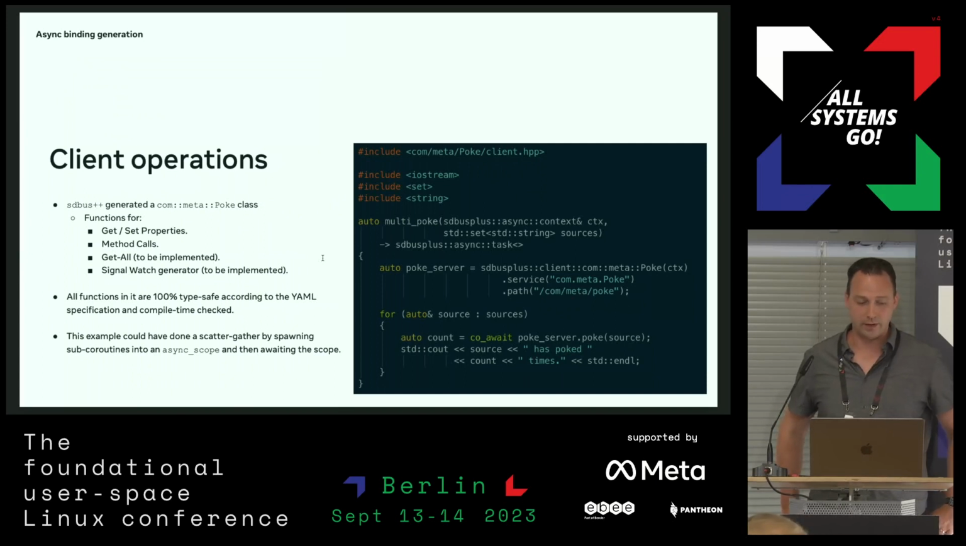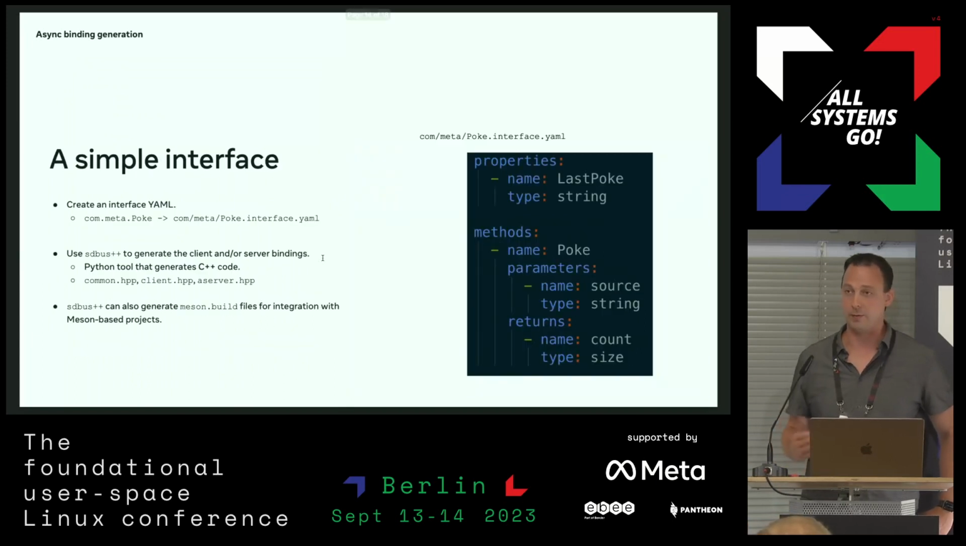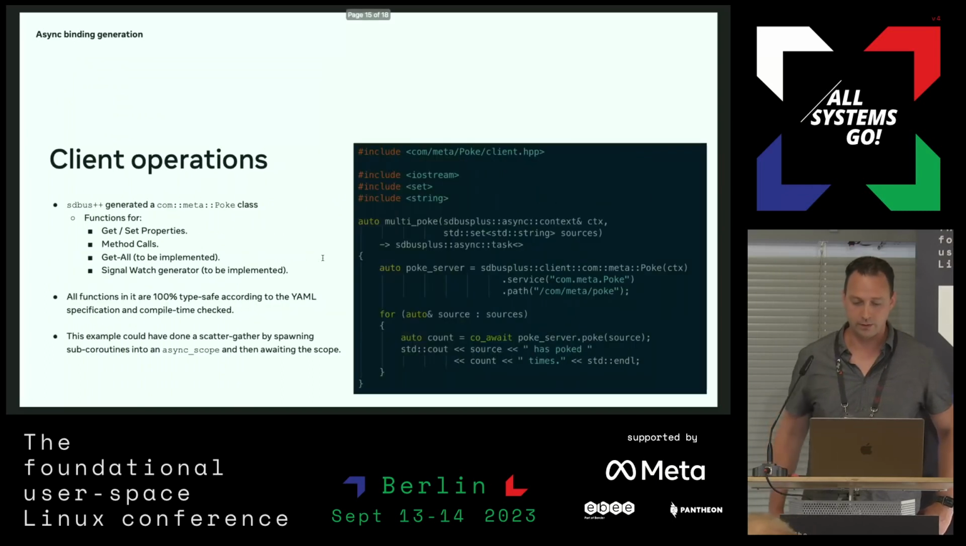The functions that are generated are all type safe based on the YAML. So going back to the YAML, we've got the types here like string, size, so an integer. It makes sure that everything is type safe.